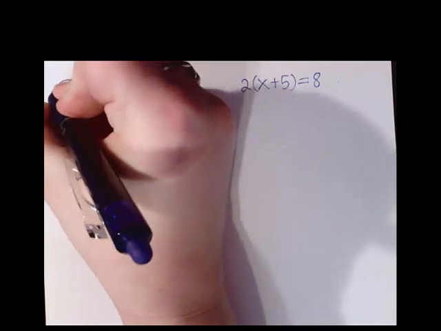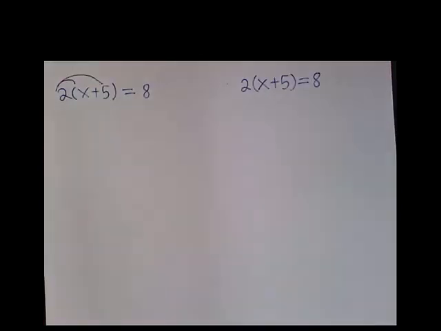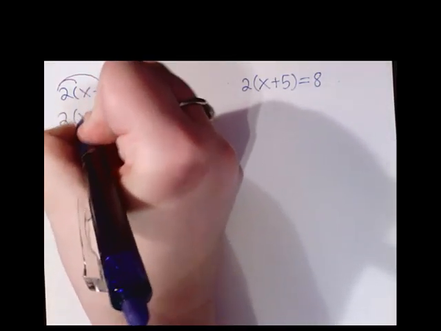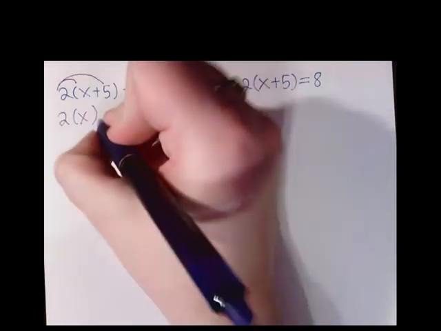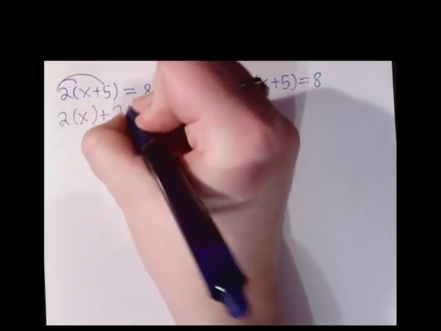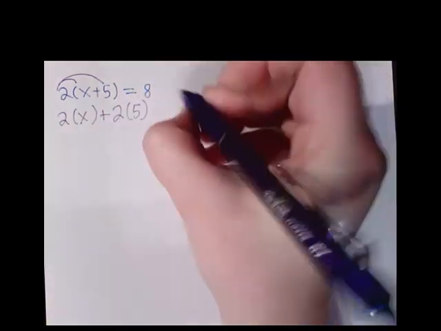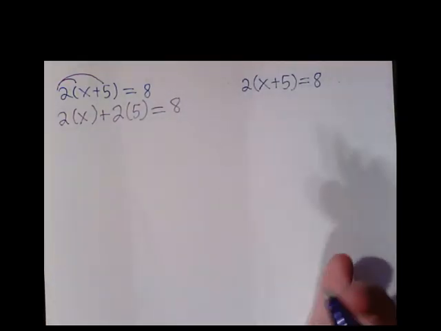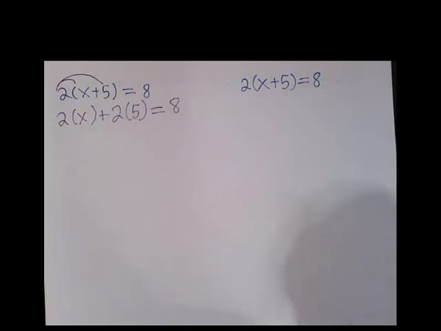Both work. I'm going to start by working the distributive property. Remember, with the distributive property, all that means is I'm going to take the number outside the parentheses and multiply to what is inside the parentheses. So I'm going to take 2 times x plus 2 times 5. And that's still equal to our 8. Now, you do not necessarily have to write this step. I'm doing it to show you.